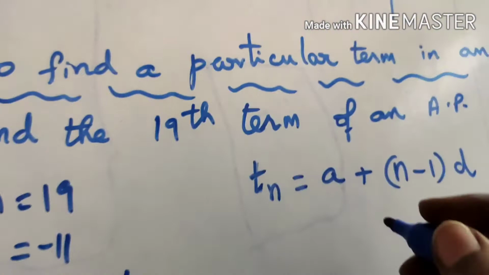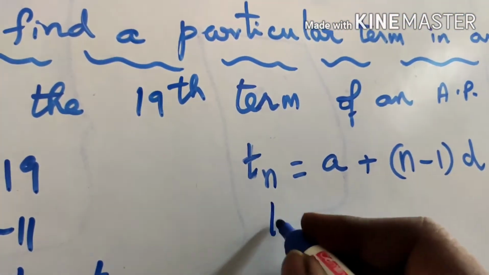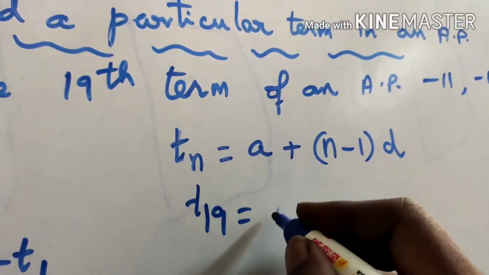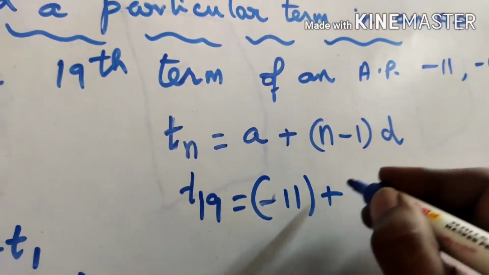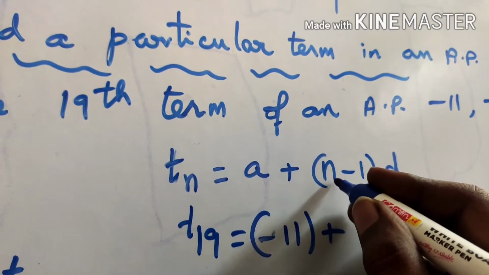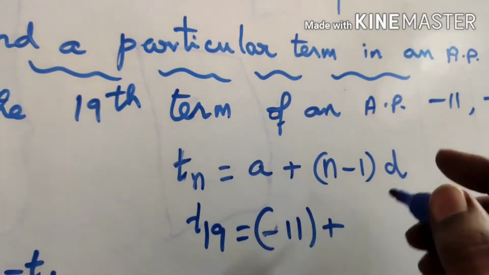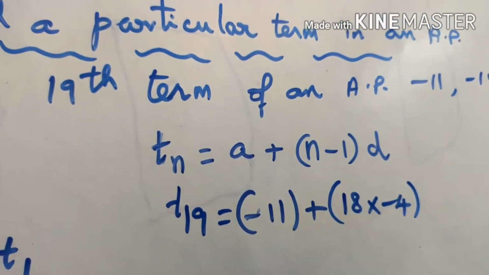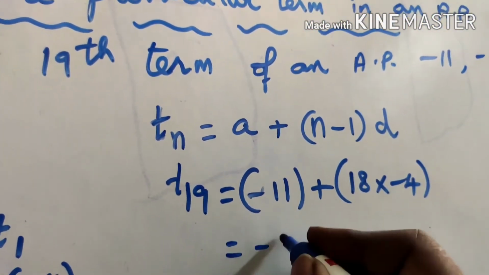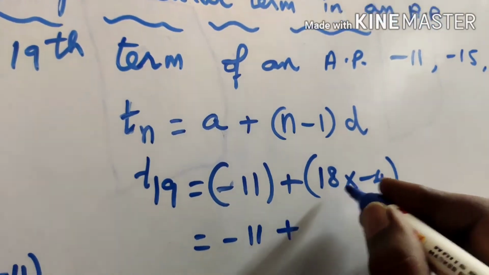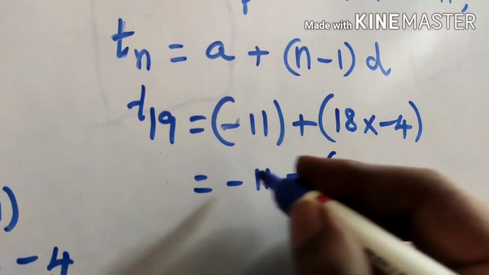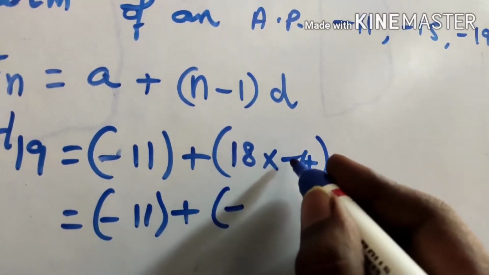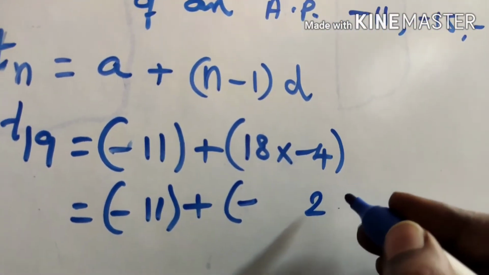Now we are going to substitute. See here, now I am going to find T19 equal to A, which is minus 11, plus n minus 1. N is 19. So 19 minus 1, 18, into what is D, minus 4. So put it in the bracket. Now see here, minus 11 plus 18 into minus 4. Plus into minus gives minus, 72.